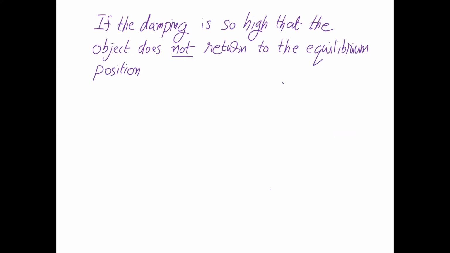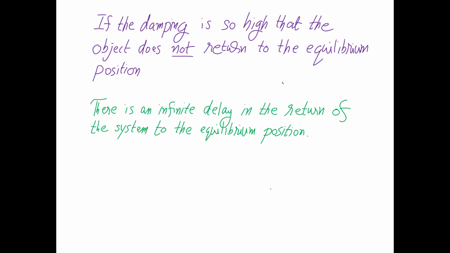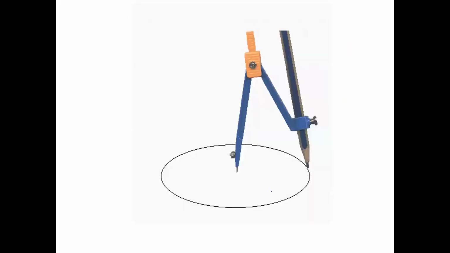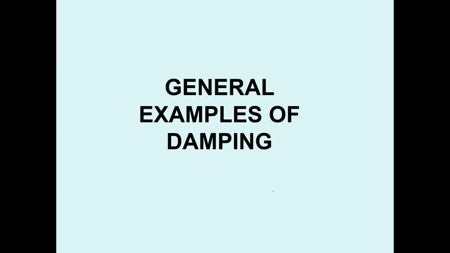What is heavy damping? If the damping is so high that the object does not return to its equilibrium position, this is the case when the object stops somewhere, like a compass. Look at this. This is a compass. It is heavily damped. So there is a screw. You tighten it. The compass now cannot oscillate.